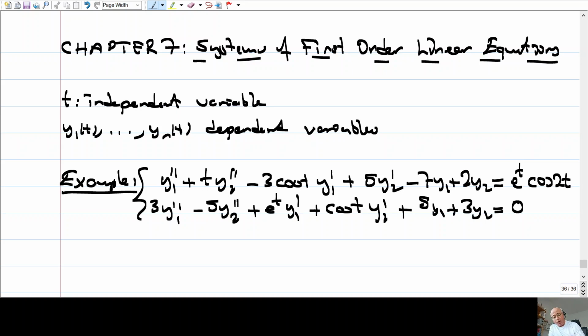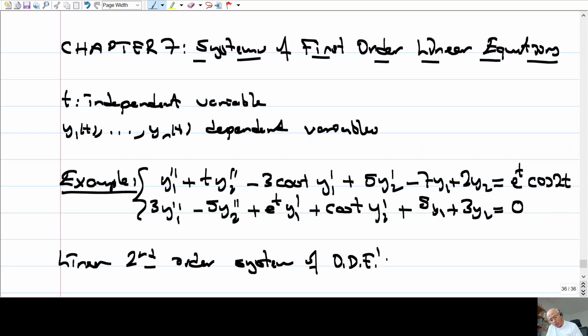It is linear because no two y terms are in product form, right? In each term, we have a single y term, and the coefficient of y is a function of t. Okay, so this is a linear second order system of ordinary differential equations.